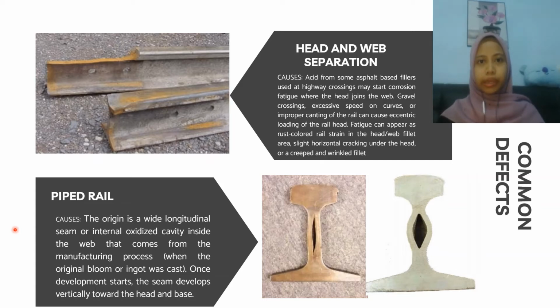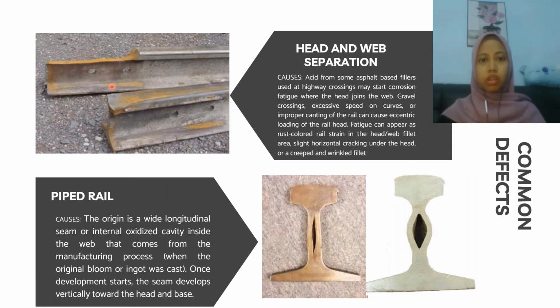The first one is the head and web separation, which is caused by the acid from some asphalt-based fillers used at highway crossings, which may start corrosion fatigue where the head and web parts meet. Fatigue can appear as a rust-colored wheel streak in the head web fillet area, slight horizontal cracking under the head, or a creep and wrinkled fillet.